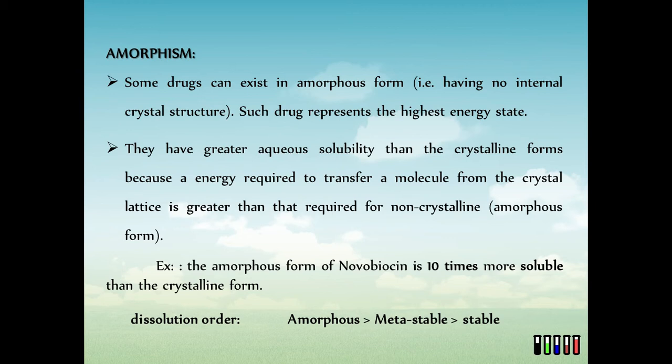Okay, they have greater aqueous solubility than the crystalline form. Why? Because the energy required to transfer the molecule from the crystal lattice is greater than that required for the non-crystalline form. That's why the amorphous form is the most soluble. As an example, the amorphous form of novobiocin, an antibiotic, is 10 times more soluble than the crystalline form. That you come to know.